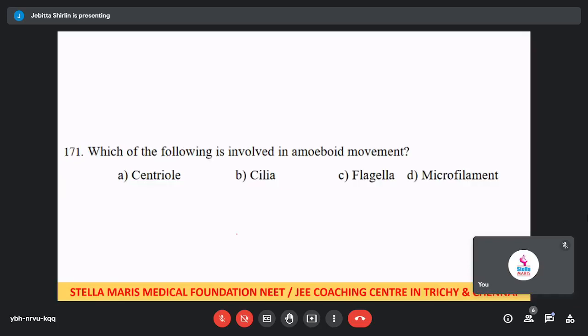Next one. Which of the following is involved in amoeboid movement? Centriole, cilia, flagella, microfilament. I'll give you the correct answer. It is microfilament. Microfilament is involved in the characteristic amoeboid movement. Centriole is not associated with movement. Cilia and flagella are associated with movement, and in ciliary and flagellar movement, they just shake; the vigorous shaking brings up a movement. Whereas microfilaments exhibit characteristic amoeboid movements.